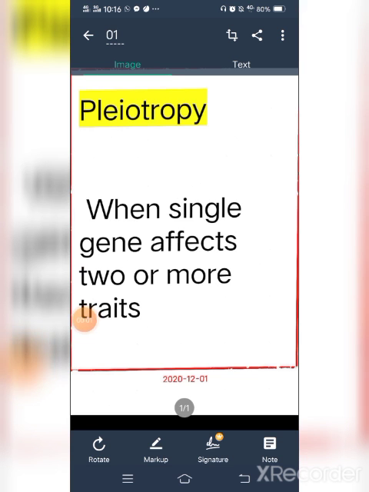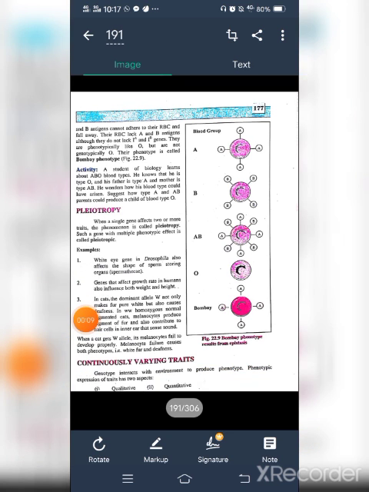Next topic is pleiotropy. When a single gene affects two or more traits, this phenomenon is called pleiotropy. Such a gene with multiple phenotypic effects is called a pleiotropic gene. Examples of pleiotropy: the white eye gene in the fruit fly Drosophila also affects the shape of the sperm storing organ, that is the spermatheca. The white eye gene has a relationship with the shape of the sperm storing organ.